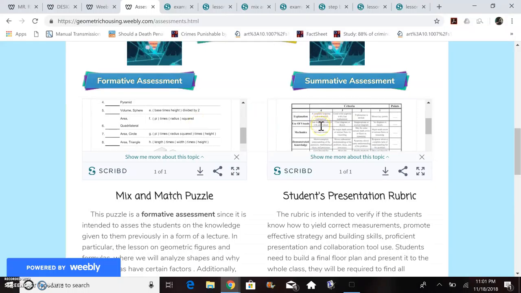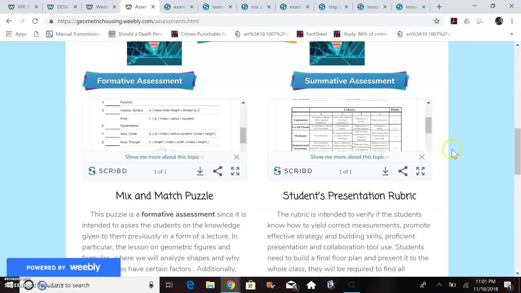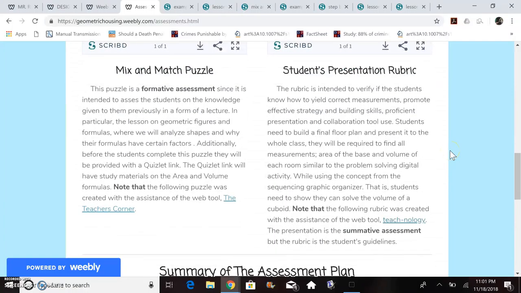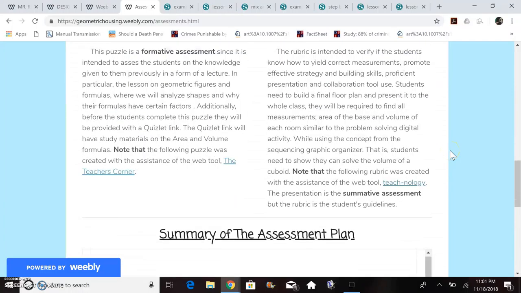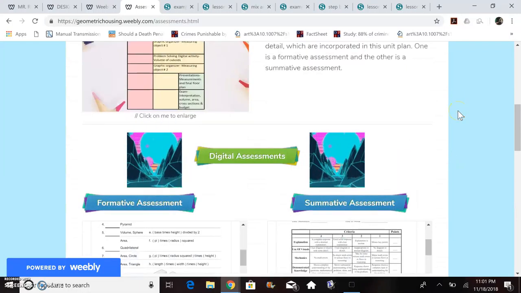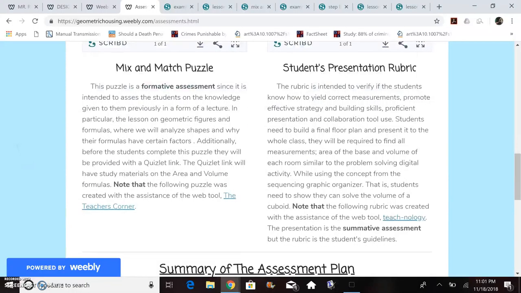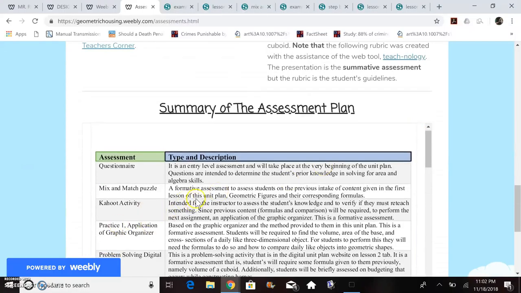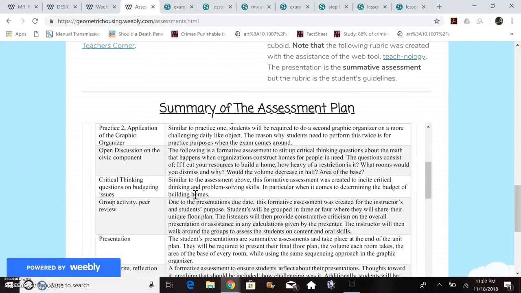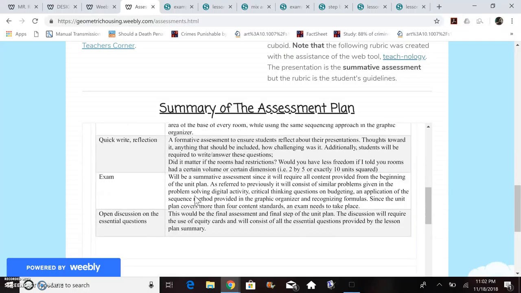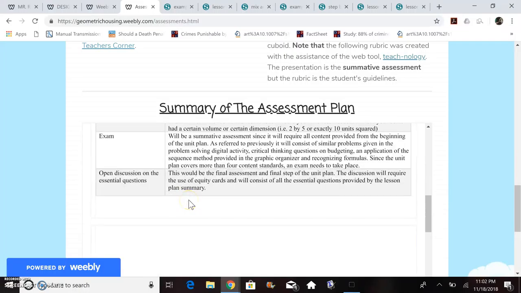Next to it, as you can see, is a rubric. This is a rubric for the summative assessment of their student presentation. Well, as I said before, they will have to find all the measurements of their home. And before these questions begin, they are also going to be given a formative assessment through peer review work. Here, you'll see a summary of all the assessments I'll be using for this unit plan to make sure the students are retaining the information.